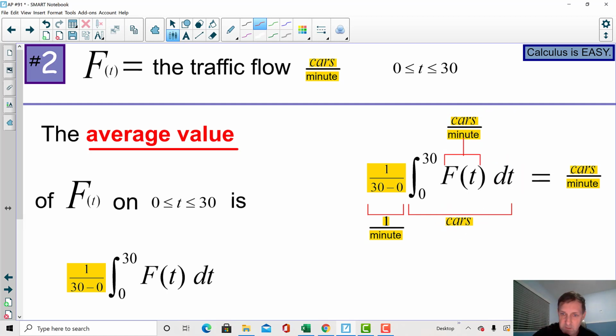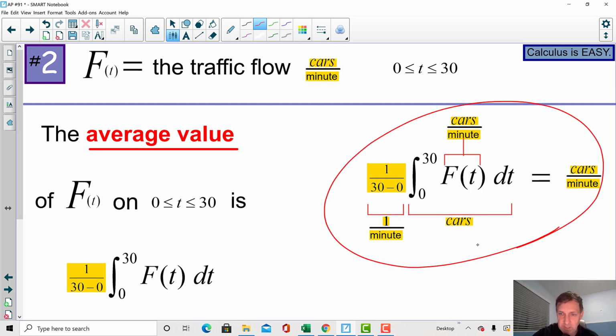So if we're paying attention to the units, we have 1 divided by minute here. We have cars over here. And if you multiply those two things together, you're going to get cars per minute. So that's kind of tricky as far as the units goes. This is a tricky explanation here.